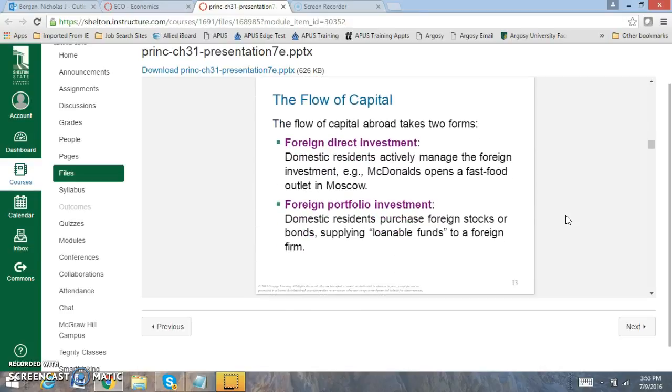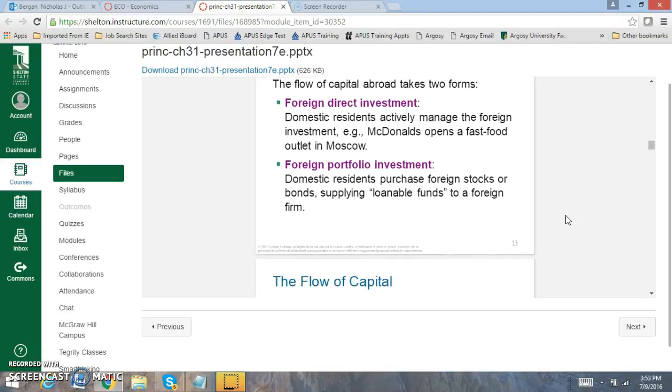There are two types of investment. You have foreign direct investment, where domestic residents actively manage the foreign investments, and you have foreign portfolio investment, where domestic residents purchase stocks and bonds. Both of these types of investments are important for an economy. You do want flow of capital coming into an economy. That creates many opportunities.